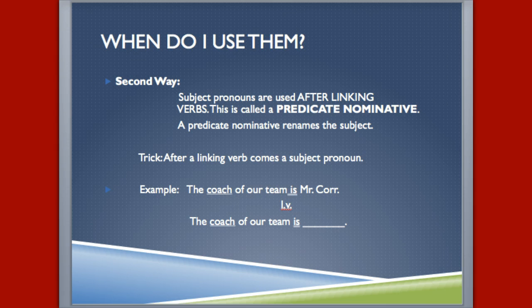They can also be used after linking verbs, and we've already talked many times about the predicate nominative. Don't forget nominative. Nominative means naming something. So predicate nominative renames the subject. So after the linking verb comes a subject pronoun. Now don't forget that direct and indirect objects follow an action verb, whereas predicate nominatives and predicate adjectives follow the linking verbs.